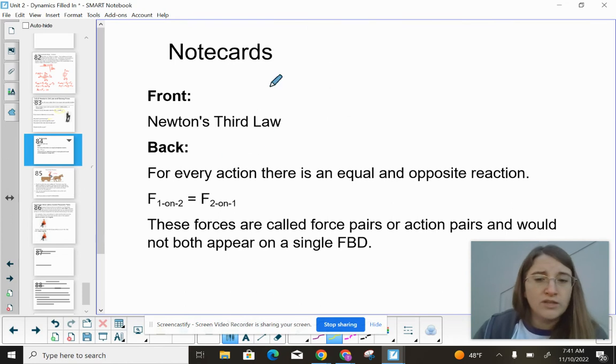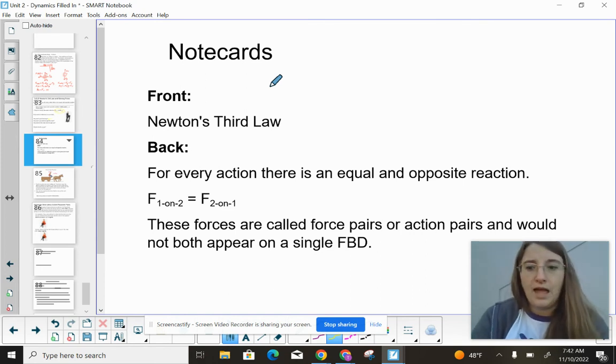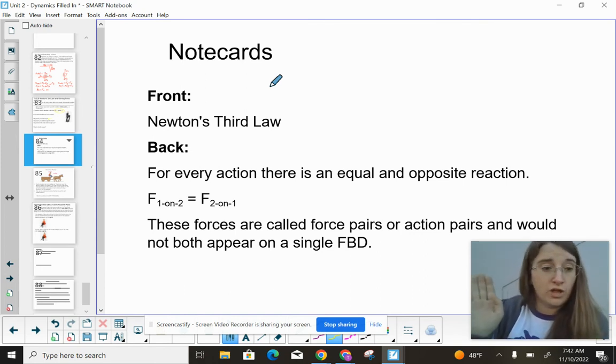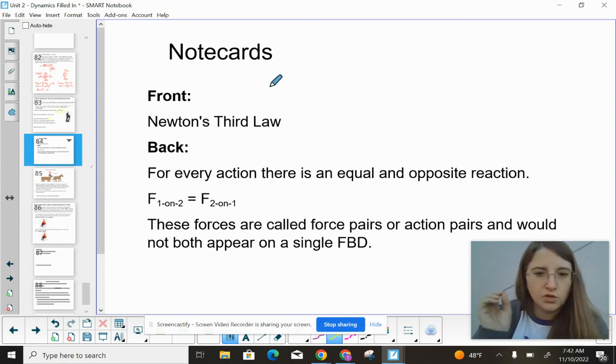So all I want you to do though is create a note card for Newton's third law. You can pause the video here and then copy it down. And then that's all we're going to do for Newton's third law with this Edpuzzle. We're going to try and drill it home in class. So once you are done copying this, the Edpuzzle is done.